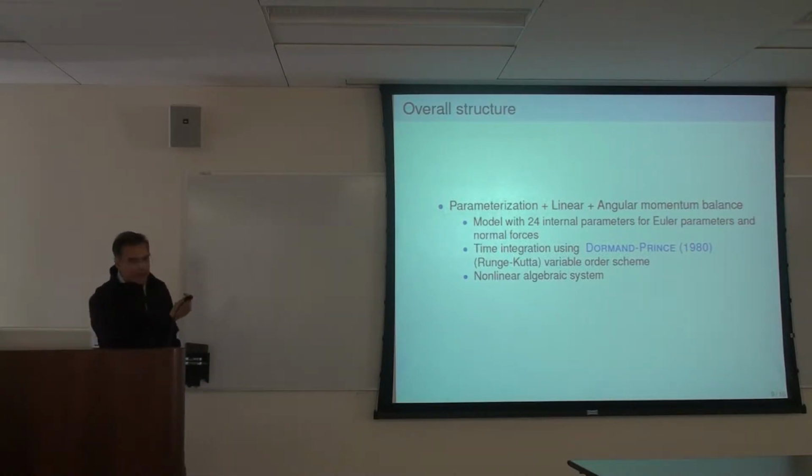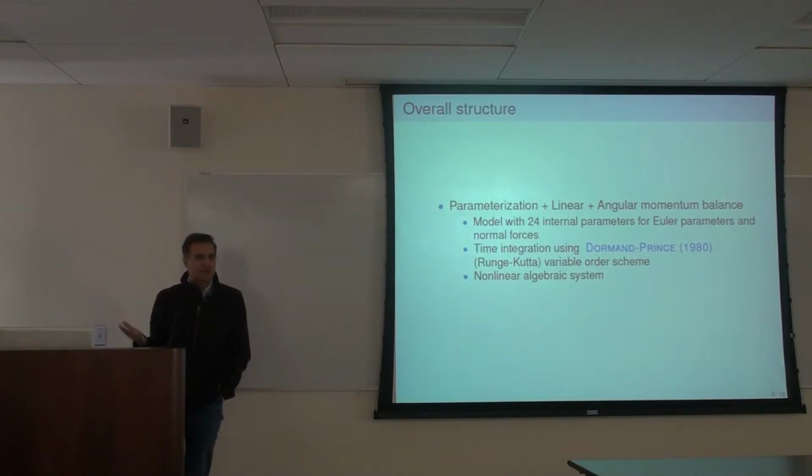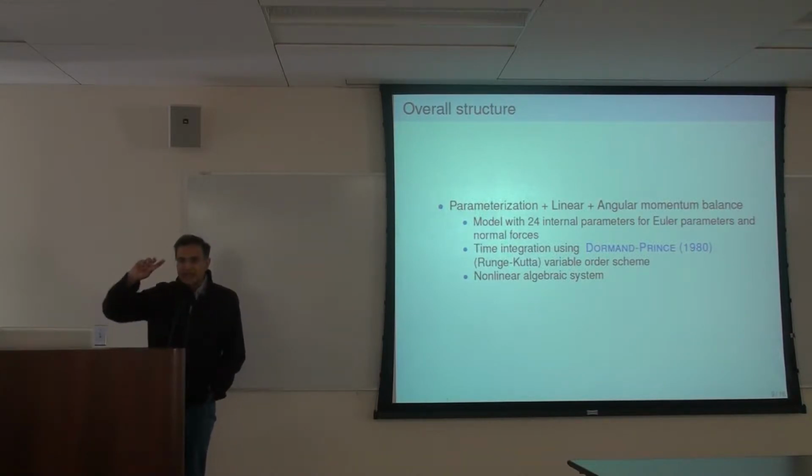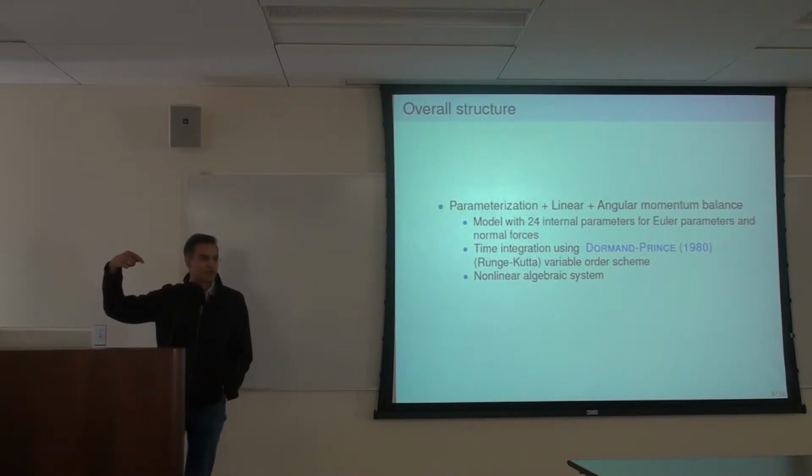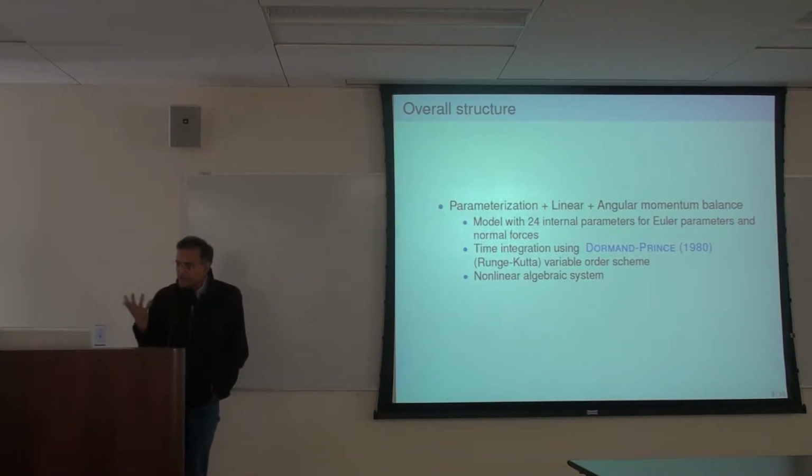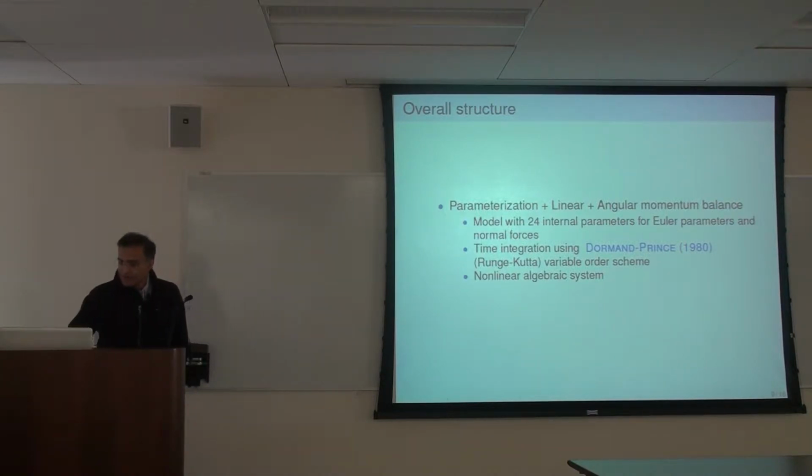The internal degrees of freedom we just calculate using a Dormand-Prince adaptive integration algorithm. So it's a 4th order, 5th order integration algorithm. And inside this calculation is a nonlinear algebraic system that you have to resolve. And you can just do that with a straight Newton scheme. So it's a relatively straightforward idea.